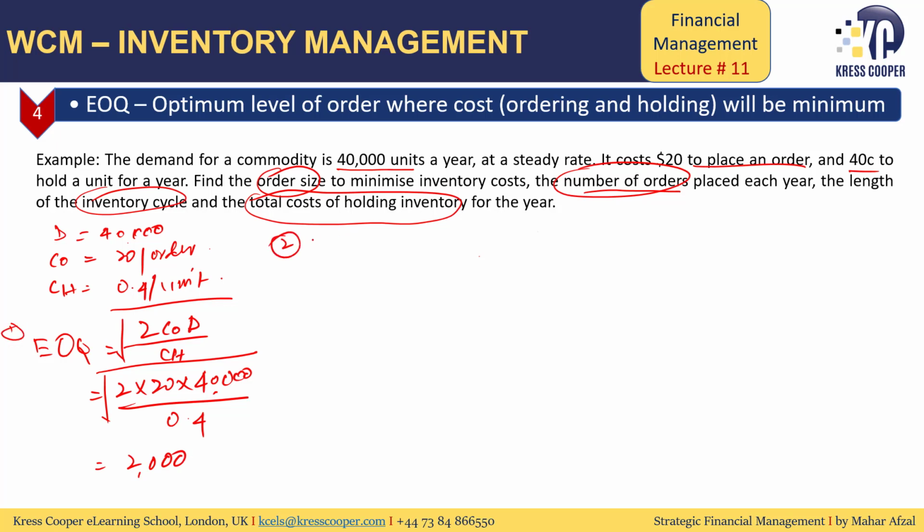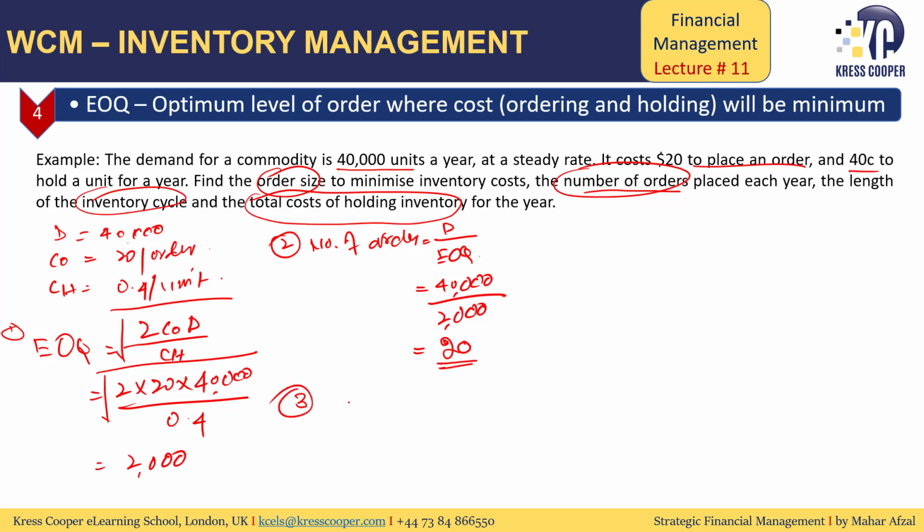The second requirement is the number of orders. Number of orders is equal to D divided by EOQ. How much is my D? Annual demand is 40,000. EOQ is 2000. So the number of orders will be 20.